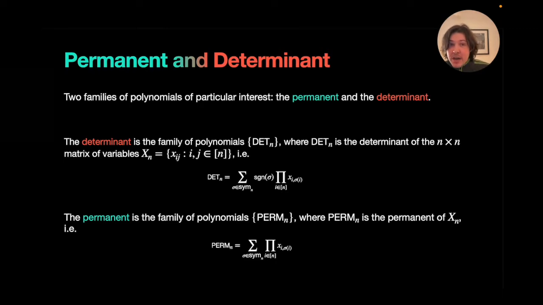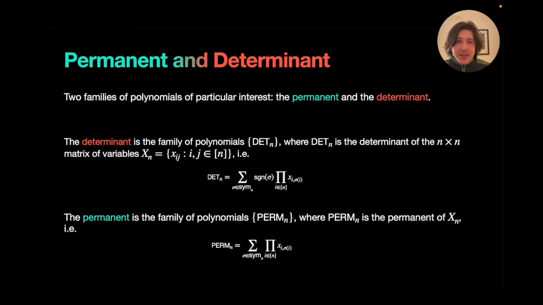And so proving lower bounds about either of these functions is proving lower and upper bounds for perhaps the two most important functions in this context: the permanent and the determinant.